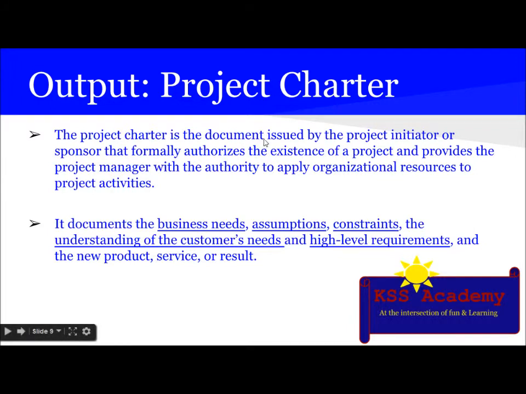So let's see. The project charter is the document issued by the project initiator or sponsor that formally authorizes the existence of a project and provides the project manager with authority to apply organizational resources to project activities. It documents the business needs, assumptions, constraints, the understanding of customer needs, and high level requirement of new product, service, or result.